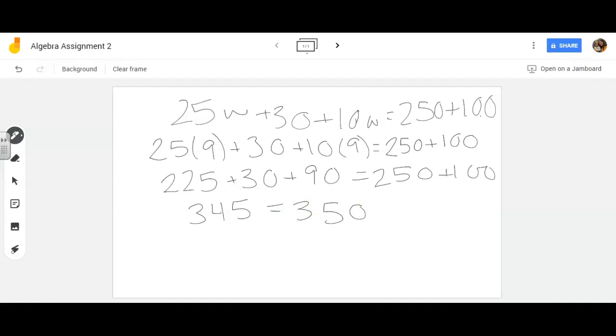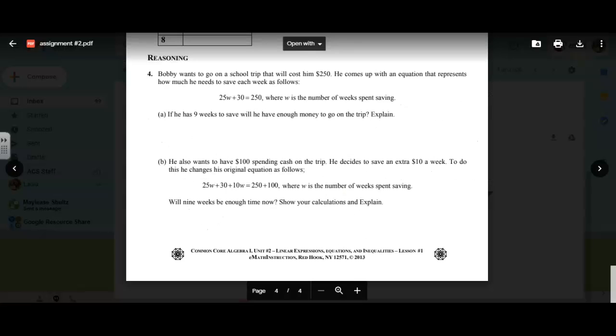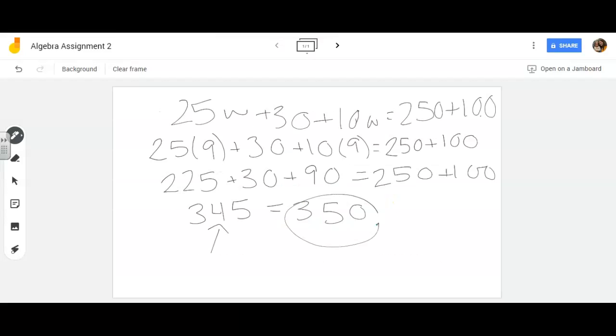Okay, so in this case, does he have enough money? He has $345, and he wants $350. Okay, so is the equation true? Does he have enough money? Will it be enough time? No, it won't be enough time. He only has $345. Still a good chunk of change. He still can get a churro and a t-shirt. He's still fine. But in this case, does he have enough money? No, he doesn't. He does not have that extra $100 that he wanted.